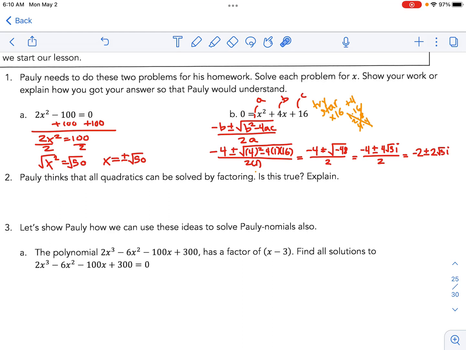If we look at the second question, it says Polly thinks quadratics can be solved by factoring. Is this true? And obviously this is not true. There are some that are not factorable.